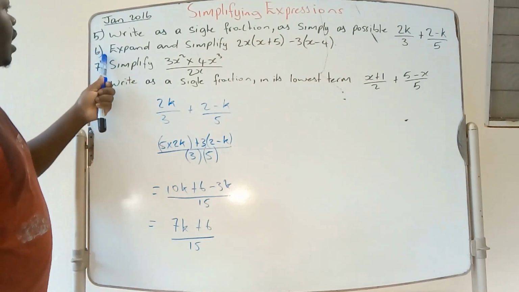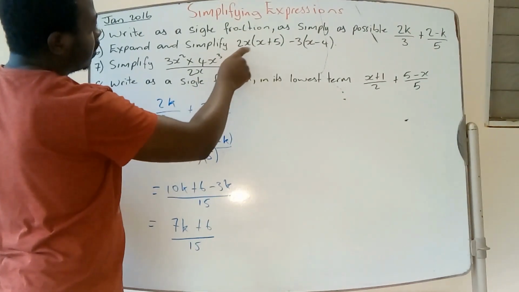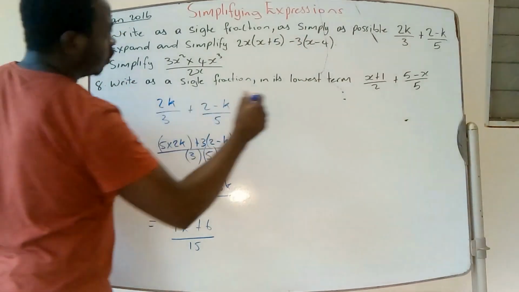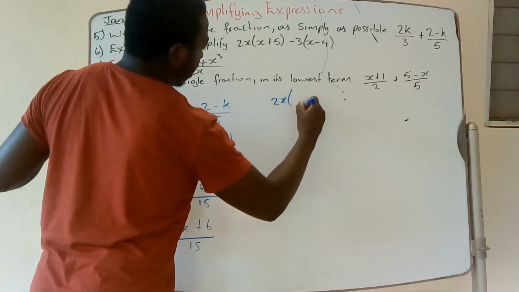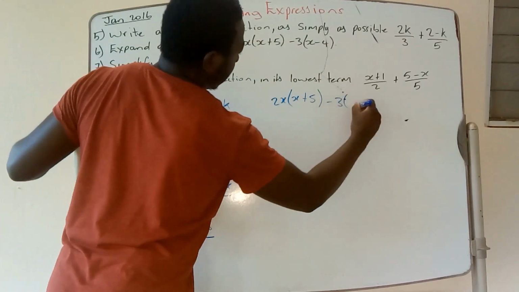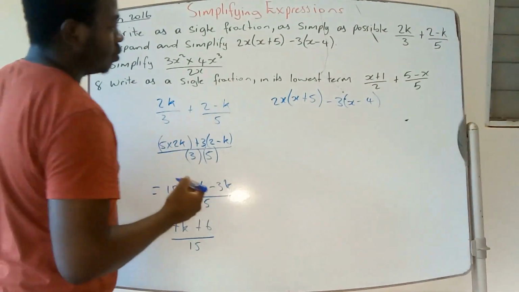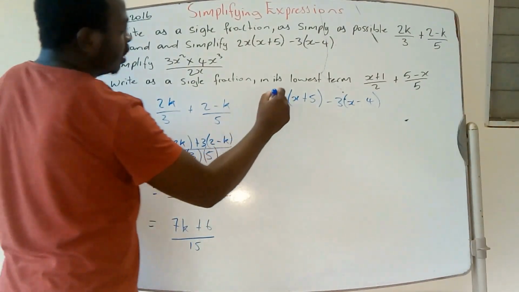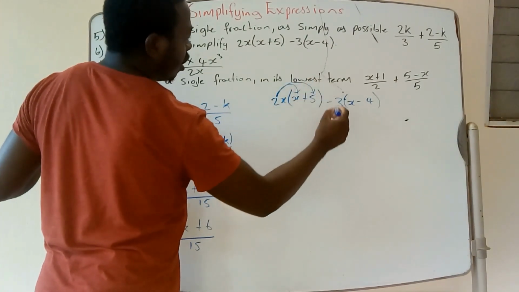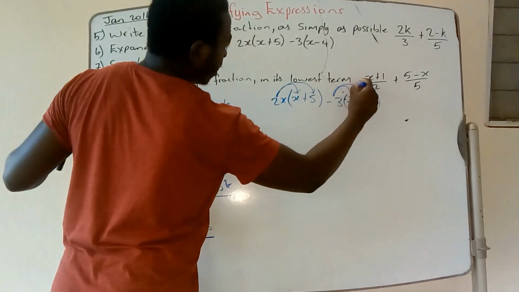Now, number 6, expand and simplify. So we have 2x times x plus 5 minus 3 all times x minus 4. So we have 2x times x plus 5 minus 3 times x minus 4. Now what this means is that you're going to take this 2x to multiply each term inside of the bracket. And you're going to take this minus 3 to multiply each term inside of the bracket.